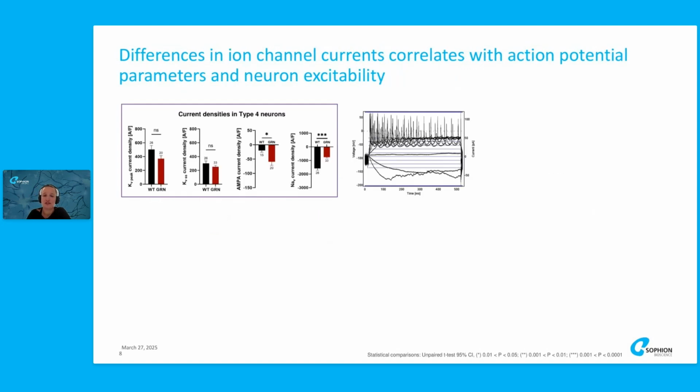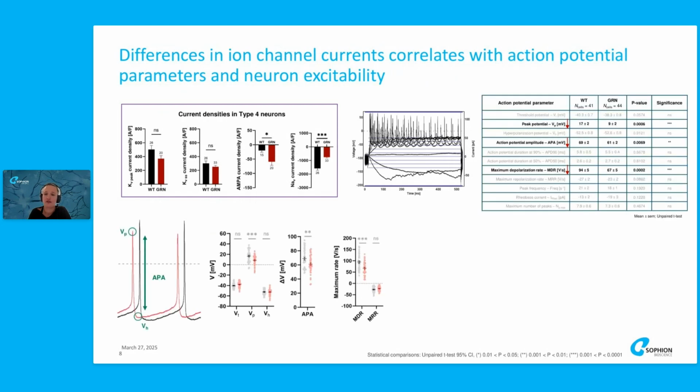So now we can try and see if we can relate these observations on the ion channel currents to the neurons' action potential firing. So we looked at the current clamp protocol we were executing. So we used a current step protocol, and we analyzed the action potentials in response to the current step that elicited the highest amount of action potential peaks. And we could quantify that the disease cell line had a significantly lower peak potential and a significantly lower action potential amplitude and a lower depolarization rate as compared to the wild type, which is in good agreement with a lower sodium current density.